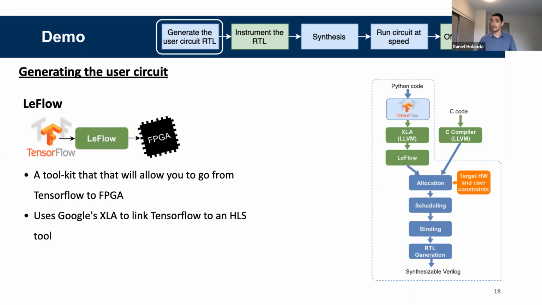So for this specific demo, I decided to generate the circuit using LeFlow. And LeFlow is a tool that I actually created at the beginning of my PhD. It basically allows you to go from TensorFlow to FPGA. So you can basically write like 10, 15 lines of TensorFlow and it will map it to hundreds of lines of RTL. We made this possible by using Google's XLA, which outputs LLVM-IR, and we found a way of connecting this LLVM-IR to a high-level synthesis tool. So the takeaway here is that we can generate RTL from TensorFlow using some sort of high-level language. And this is the tool that we'll be using for this demo.